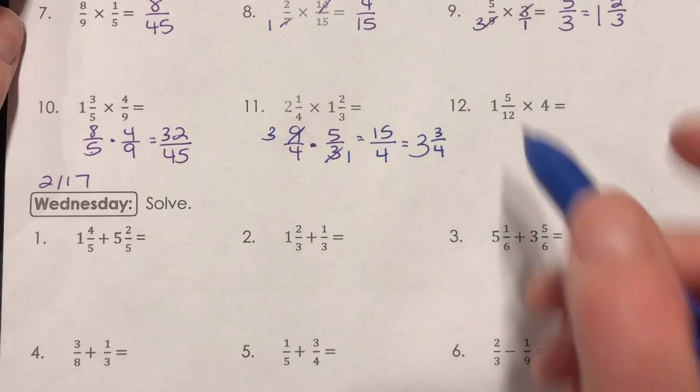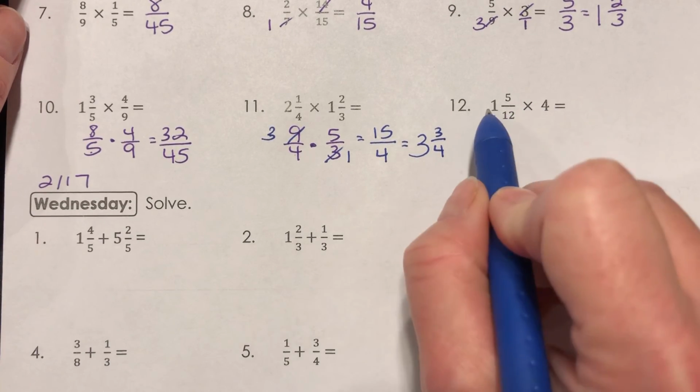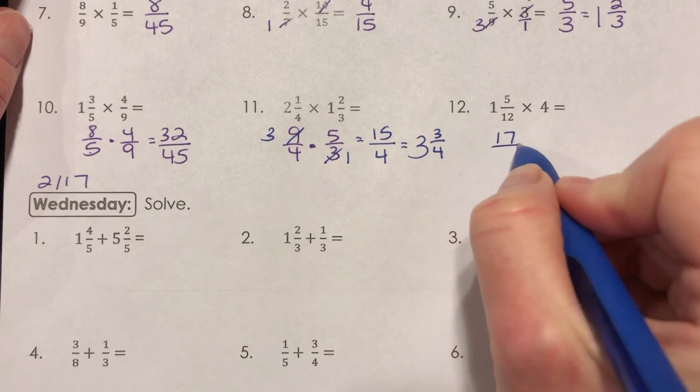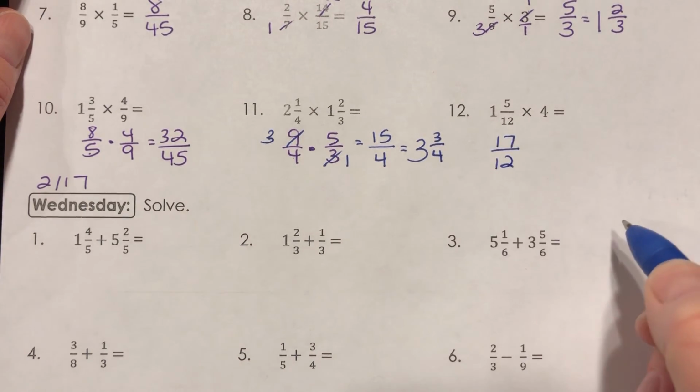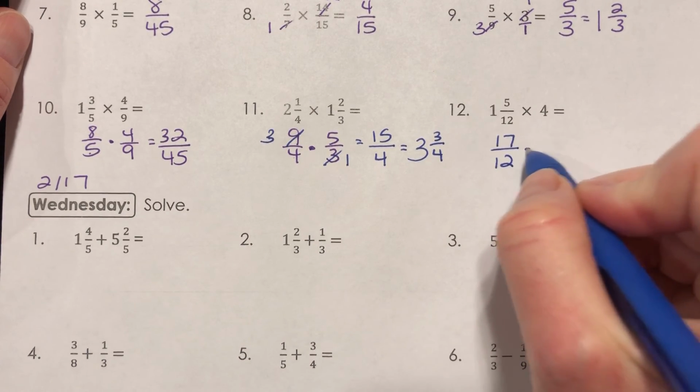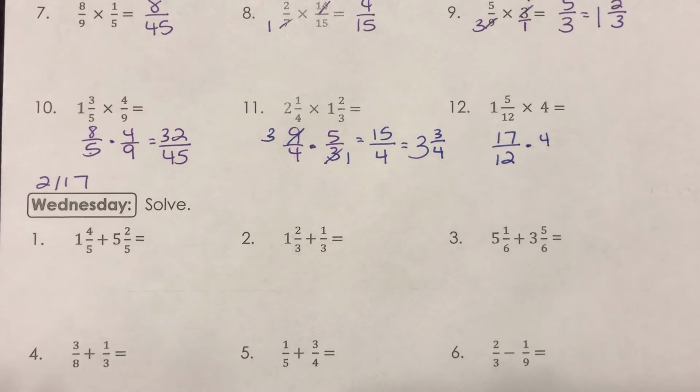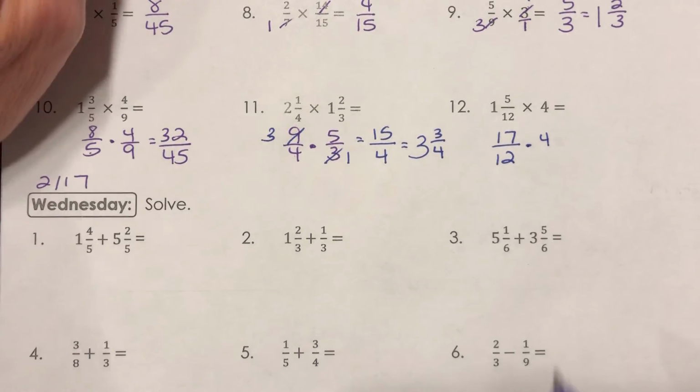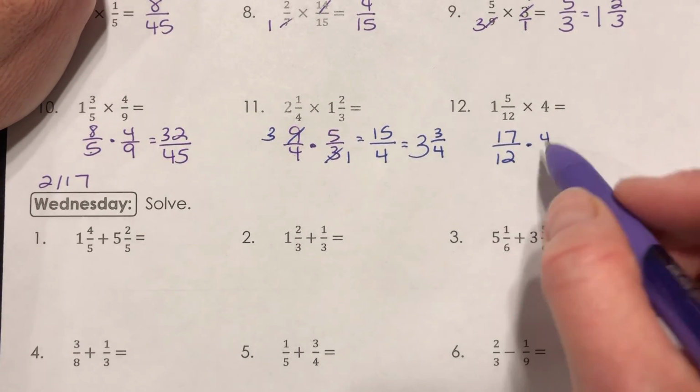And the last one, 12 times 1 is 12, plus 5 is 17/12, because your denominator doesn't change, times 4. And maybe you're thinking, Mrs. Trombley, I don't want to do 17 times 4. Well, you don't have to, okay?